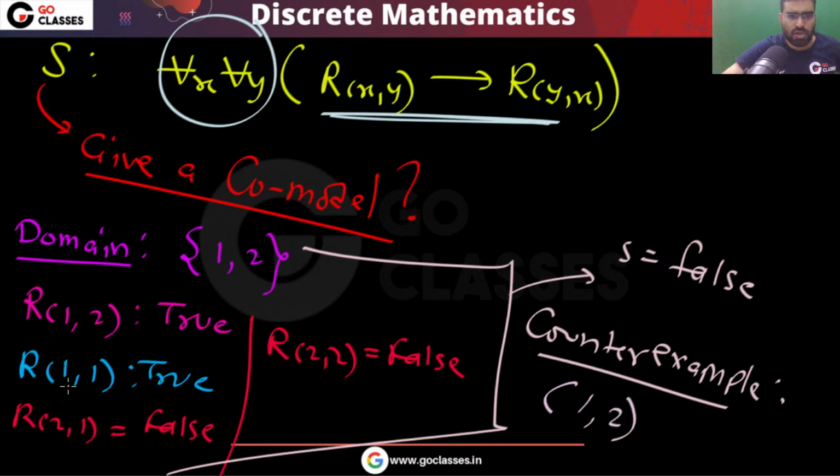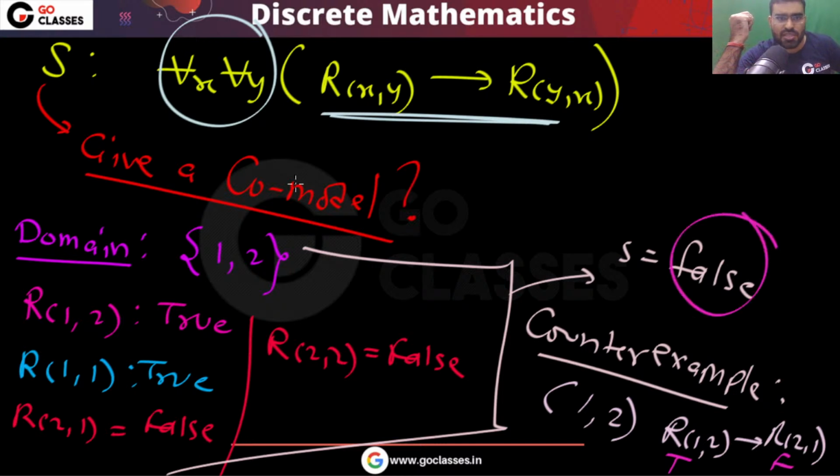This 1, 2 pair will be the counter example, because for this pair, this will be true and this will be false, so this entire thing will be false. So definitely I can say that this S is false. So this is a co-model. Is this understood? So you can easily say that this is a co-model.